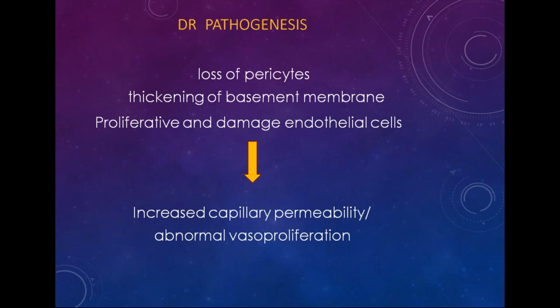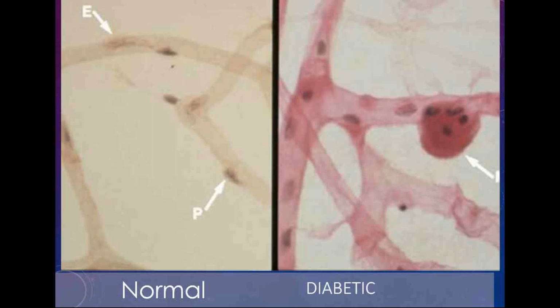There will be change in the shape of the RBC, increased stickiness of the platelets, and thickening of the basement membrane. All these factors lead to obstruction of the vessels, leading to ischemia. Loss of intramural pericytes leads to increased vascular permeability, leading to leakage of fluid and proteins, causing hard exudation and retinal bleeding.